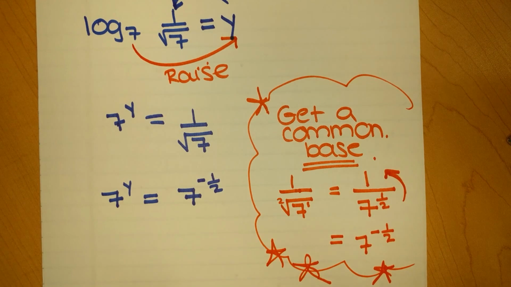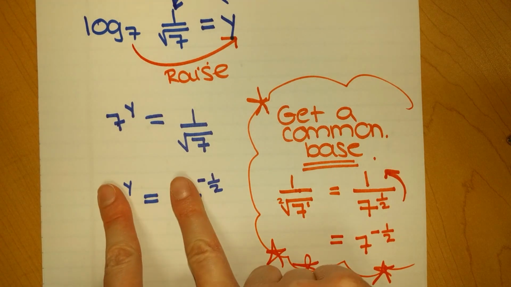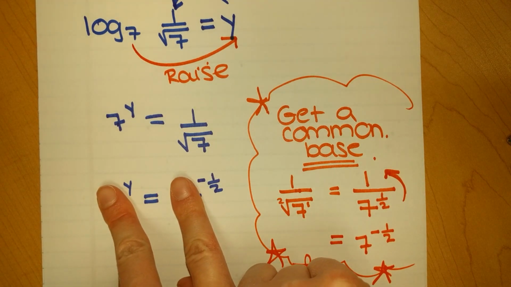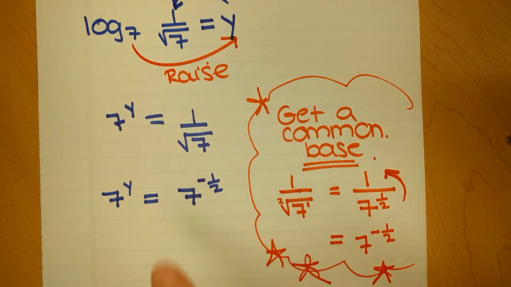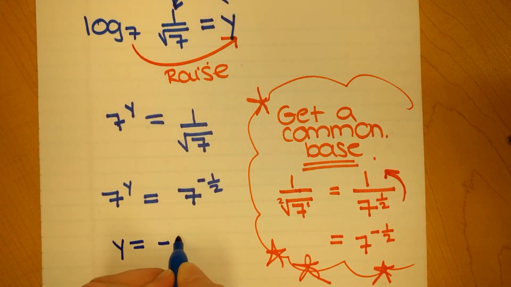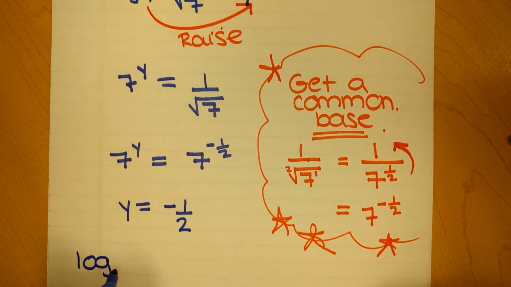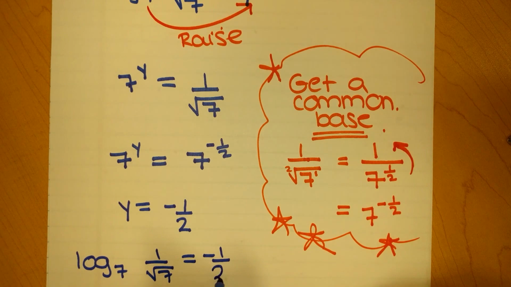Now, once we have a common base, again, the 7 is going to be equal to the 7, so that leads us to the conclusion that y must be equal to negative 1/2. And so that is our answer, that log base 7 of 1 over the square root of 7 is equal to negative 1/2.